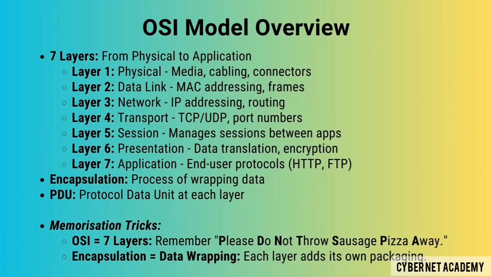The OSI model has 7 layers describing how data moves through a network. From bottom to top: physical, data link, network, transport, session, presentation, and application. The physical layer deals with hardware connections and raw data transmission. Data link handles MAC addressing and creates frames. Network manages IP addressing and routing between networks.